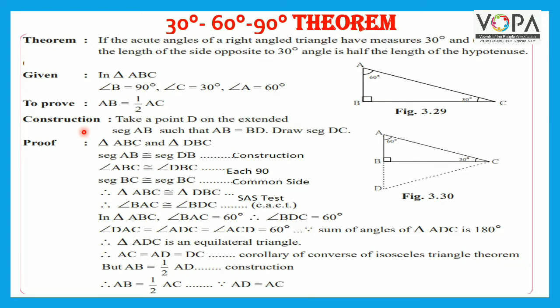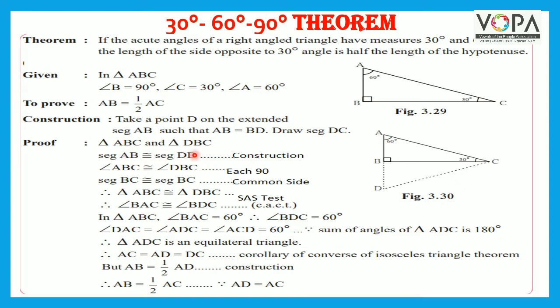For this we have to do the construction. Take a point D on the extended segment AB such that AB is equal to BD. Draw segment DC. Here segment DC is drawn. Proof.